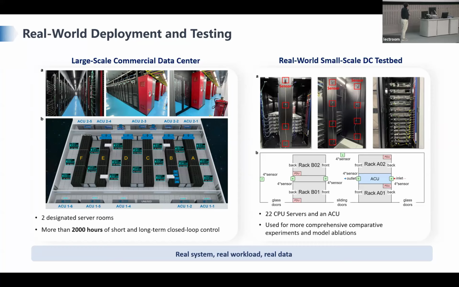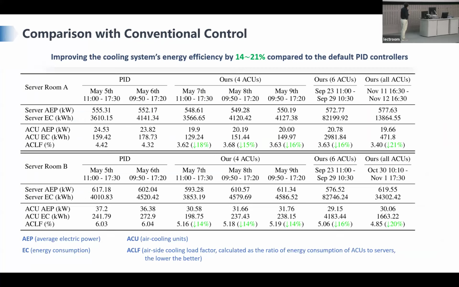And we also built a small scale data center test lab environment to test different versions of our algorithms and do the comparison. And so these are the results. Basically, you can save up to 20% of the energy for the systems, using only around 300,000 historical samples from the data center.